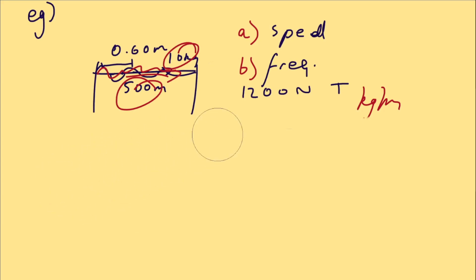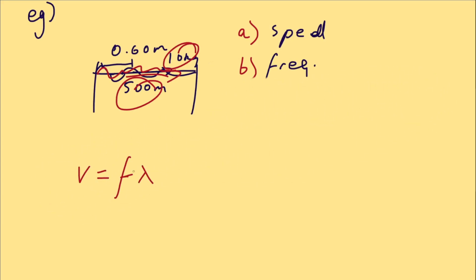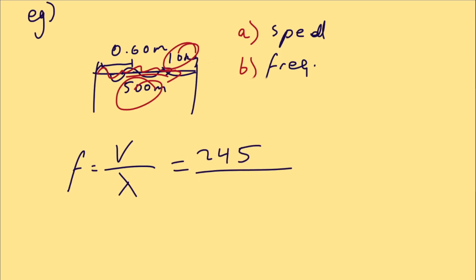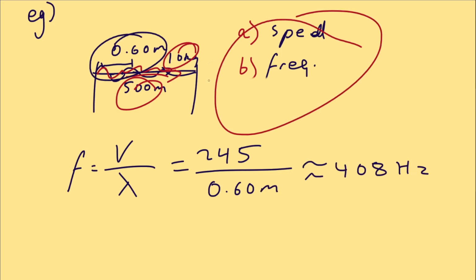Next, we're going to solve for the frequency. So look at the wave speed formula, the normal one. We can isolate f with our rearranging skills to get frequency as velocity divided by wavelength. We know the velocity we just found is 245, and the wavelength is 0.6 meters. This is equal to roughly 408 hertz. Great job, we solved the problem.